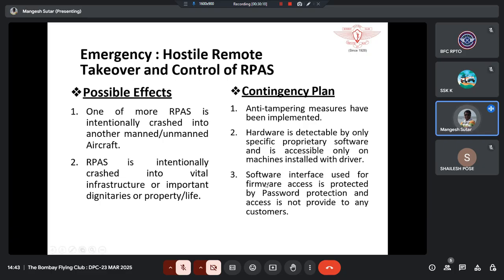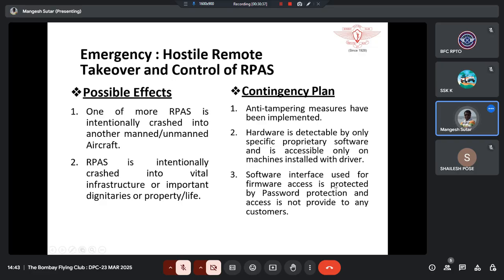Again, the software interface used for firmware access is protected by a password. Even though there is a C-type connector and you can connect to it, for every further activity you need to perform on that device, it will ask for a password. Without entering that password, you will not be able to upgrade, downgrade, or do whatever is required for software activities.